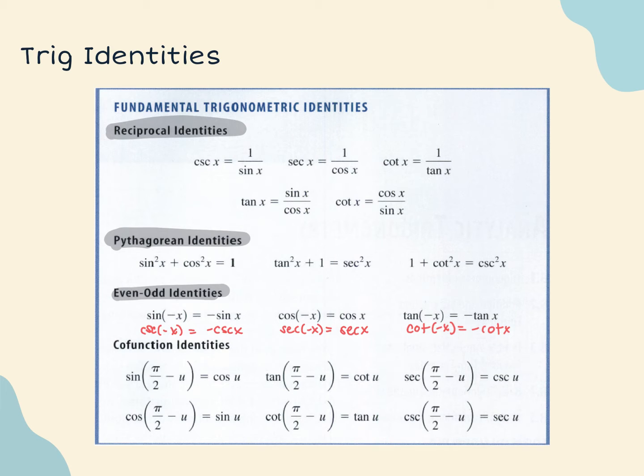And then we didn't have any of the cofunctions yesterday, but you'll see them today. Things that are pi over 2 minus an angle. So that angle here is u, but it could be theta, it could be x, it's the same thing. And we replace sine of that with the cosine. Cosine of pi over 2 minus the angle would be replaced with sine. Tangent goes with cotangent, and secant goes with cosecant.